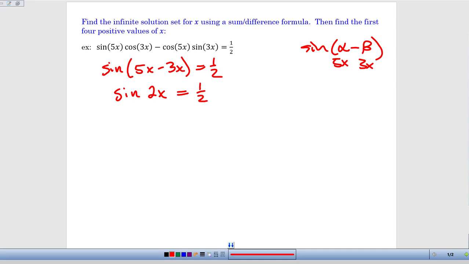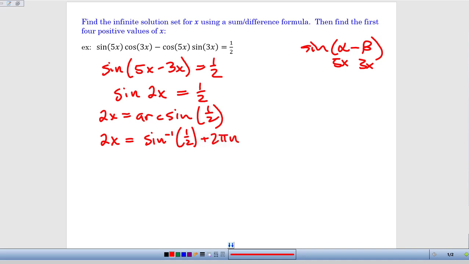So in order to get the x out from inside of the sine, we're going to have to take the arc sine of both sides. So we're going to have 2x equals the arc sine of 1/2. From there, we need to apply the definition of arc sine. So we'll still have this 2x equals. So if we recall from those solving equations notes, the definition of arc sine is the inverse sine of 1/2 plus 2 pi n. And then we have the companion pi minus the inverse sine of 1/2 plus 2 pi n.